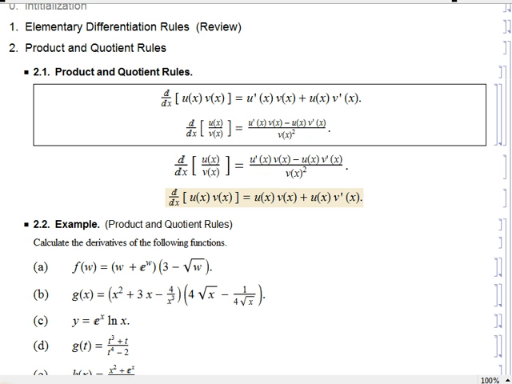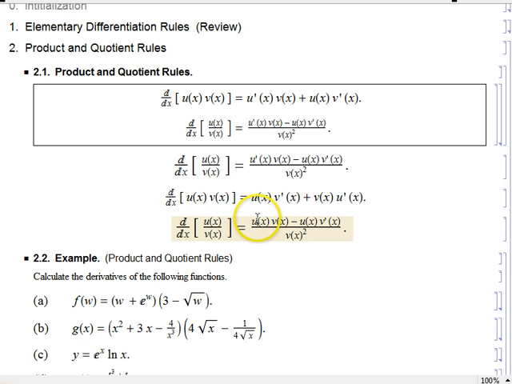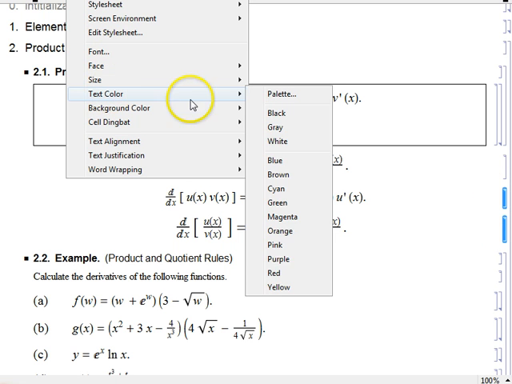uv prime minus vu prime plus vu prime, I think. And then for the quotient rule, I think this is what they use: vu prime minus uv prime or something like that. And I found those two. These are textbook notations, by the way.